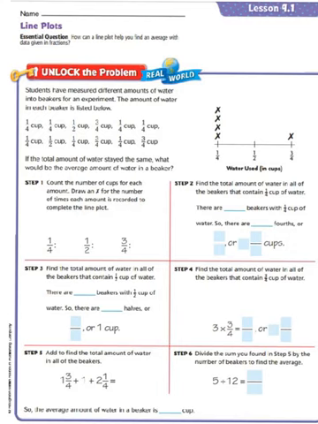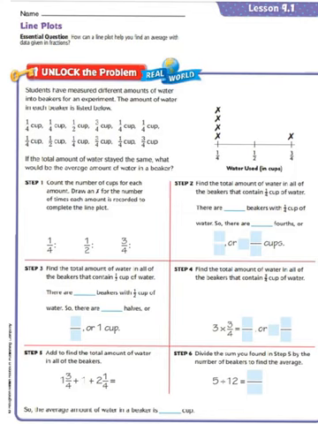Well, let's begin with our unlock the problem. It says, students have measured different amounts of water into beakers for an experiment. The amount of water in each beaker is listed below. So we have 1/4 cup, 1/4 cup, 1/2 cup, 3/4 cup, 1/4 cup, 1/4 cup, 1/4 cup, 1/2 cup, 1/4 cup, 3/4 cup, 1/4 cup, 3/4 cup. So if the total amount of water stayed the same, what would be the average amount of water in a beaker?